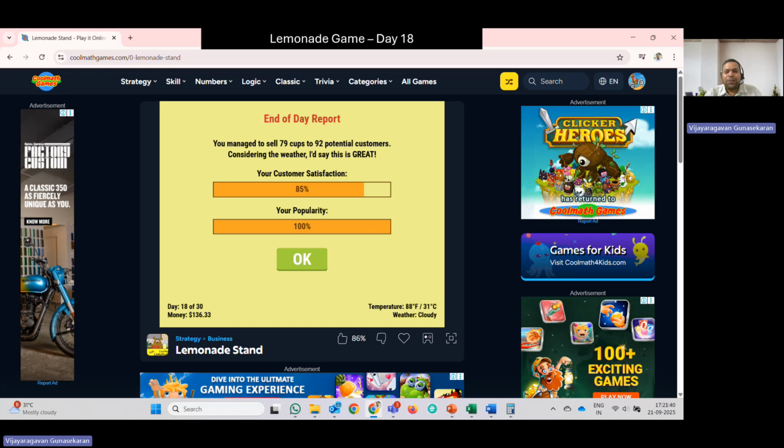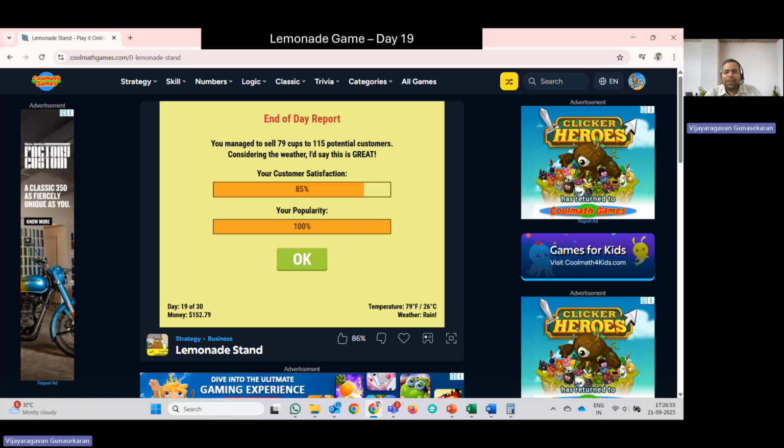So going back to day 18, it's very similar, 40 cents per cup, and I was able to convert 79 cups out of 92 customers actually. Going back to the 19th day, I reduced it to 35 cents considering the weather of 26 degrees centigrade. Still, I was able to achieve a 75 percent conversion of potential customers. The average customer satisfaction index stands at 85 percent on average.